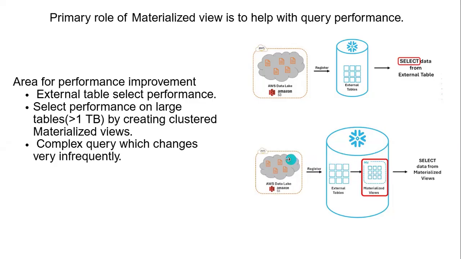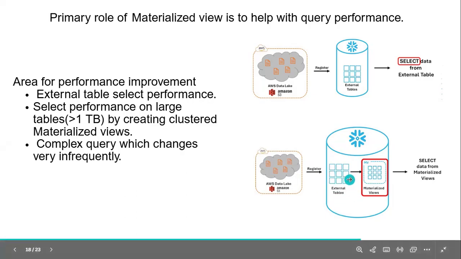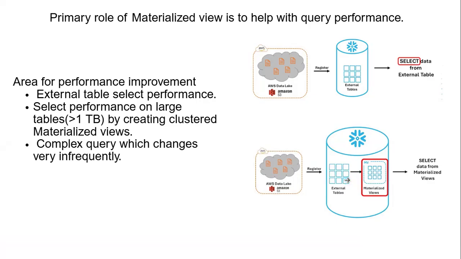In simple terms, I have a file, and to call the data as a table in Snowflake, we use this external table. So if I want to write some complex logic on this external table, it takes a lot of VM cost. Rather than that, I'll create a materialized view, which means whatever data is there in the external table will be loaded into the materialized view, and I will write complex logic on the materialized view rather than the external table. Next, select performance on large tables by creating clustered materialized view, for complex queries whose data changes very infrequently. I'll tell you what is this clustered view in the later classes.